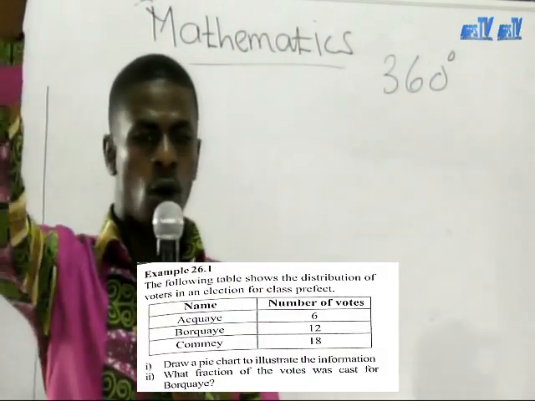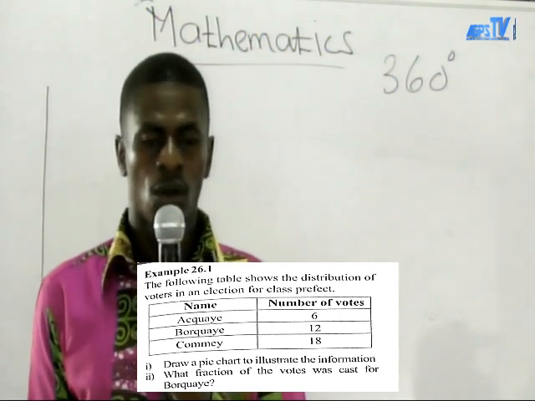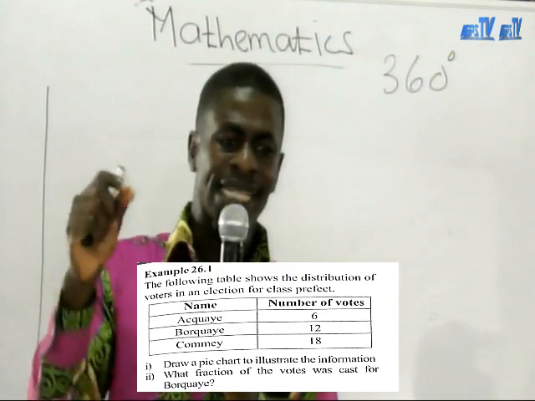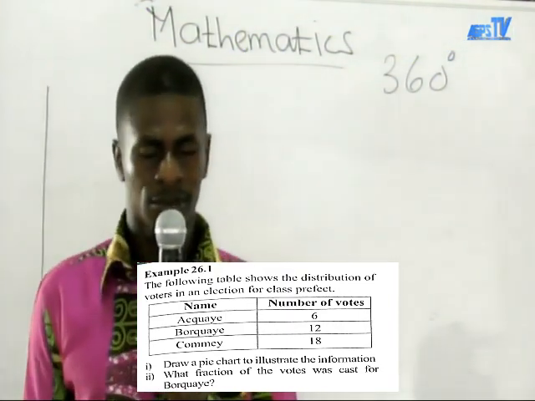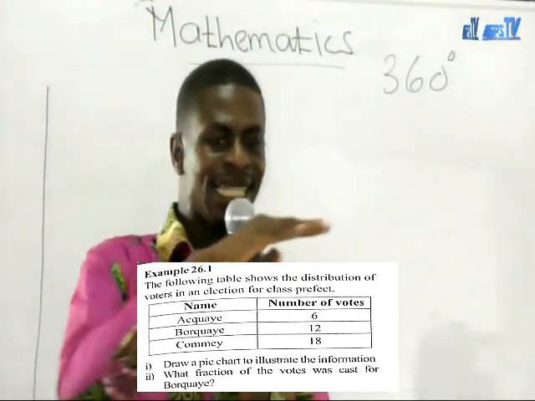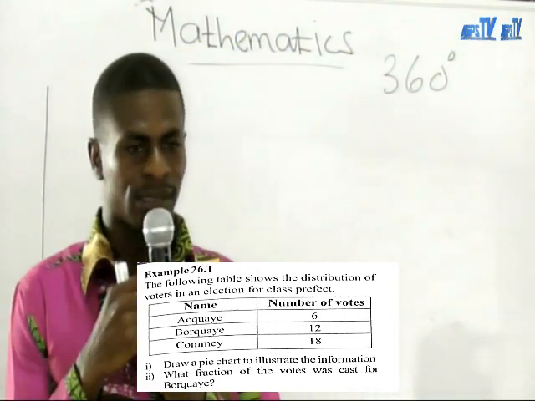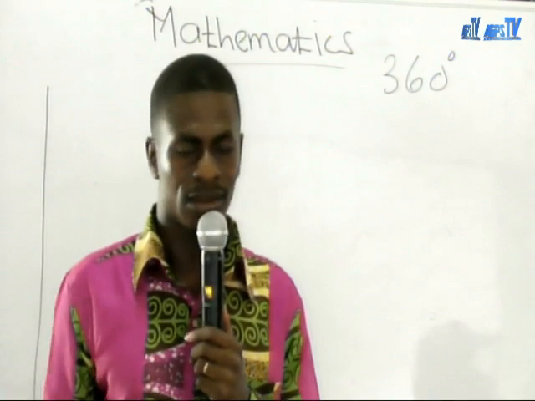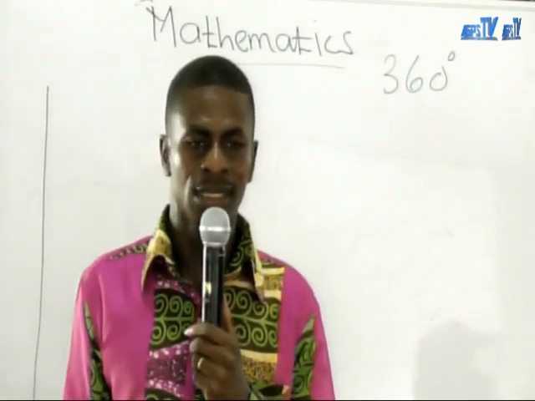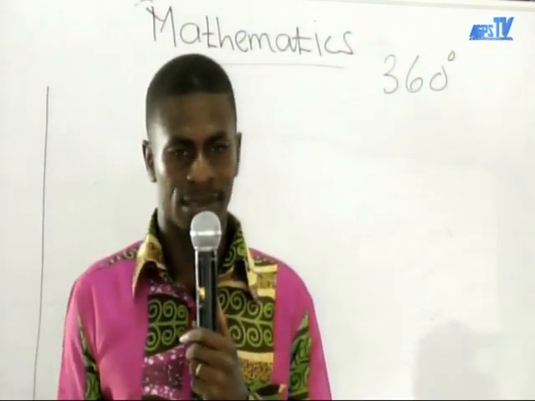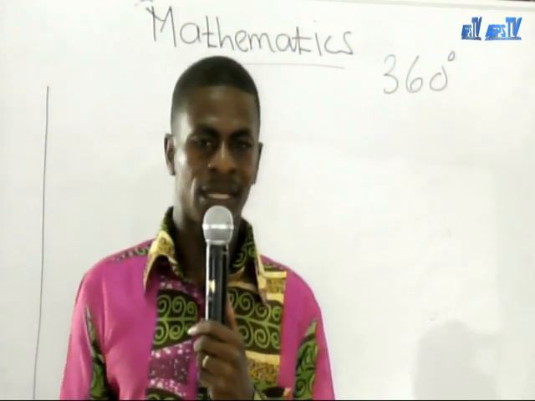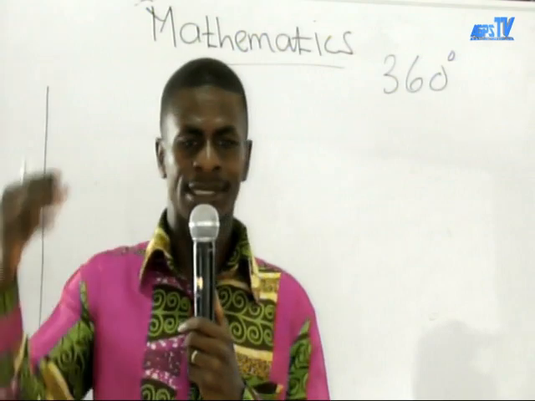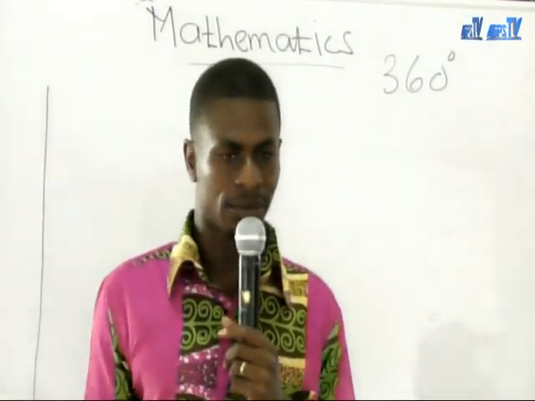You must add all the frequencies. When you have added all the frequencies, then you pick an individual frequency. Then you divide it by the total number of frequencies. Then because you want a sector of 360, you multiply your result by 360. And that is going to give you the sector for an angle.